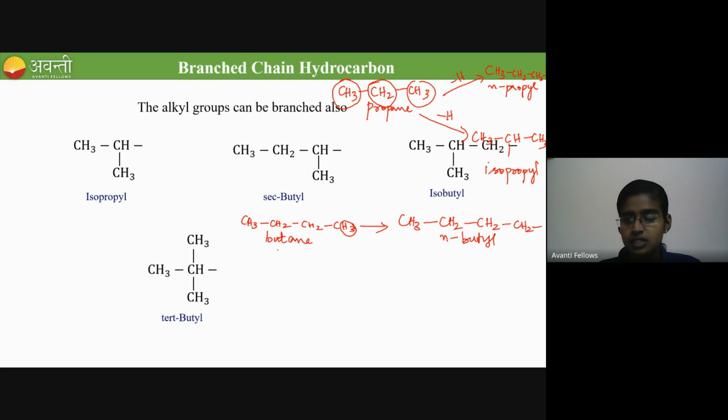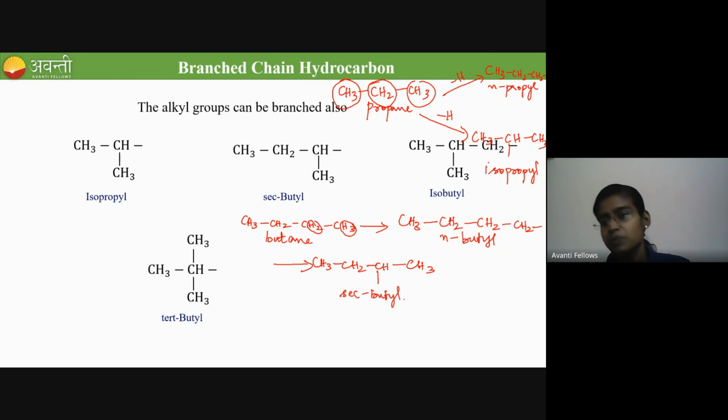And secondly, you remove the hydrogen from the last-but-one carbon. So what we will get is CH3, CH2, CH, and one bond, and CH3. This structure is called secondary butyl.